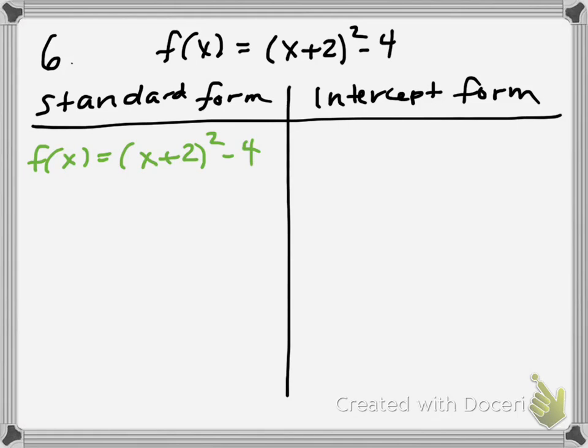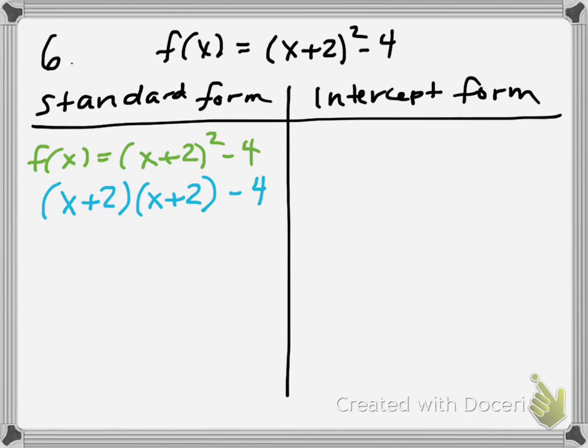So for standard form, looking at the (x + 2) squared, I need to kind of unravel this, multiply it all out, because standard form does not have parentheses. So if I have (x + 2) squared, that means I have (x + 2) times (x + 2), because that exponent just means I have 2 of those, and then bring down the minus 4.